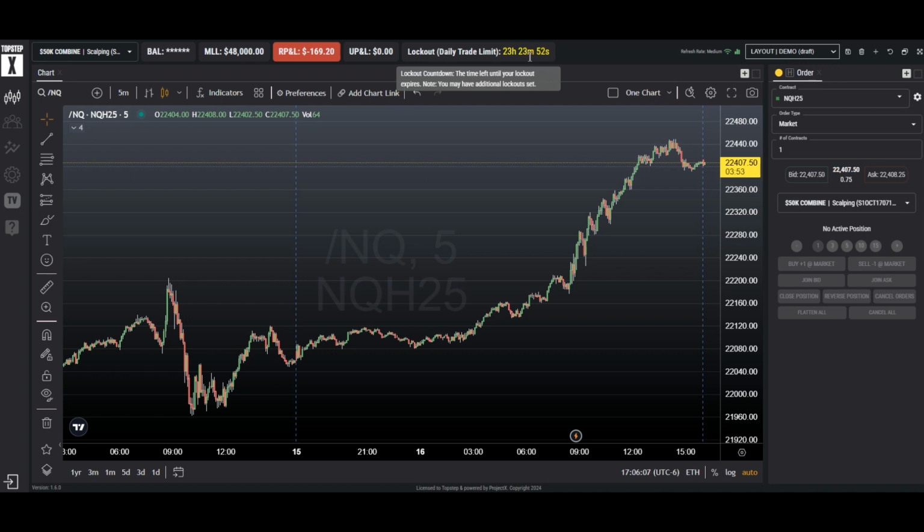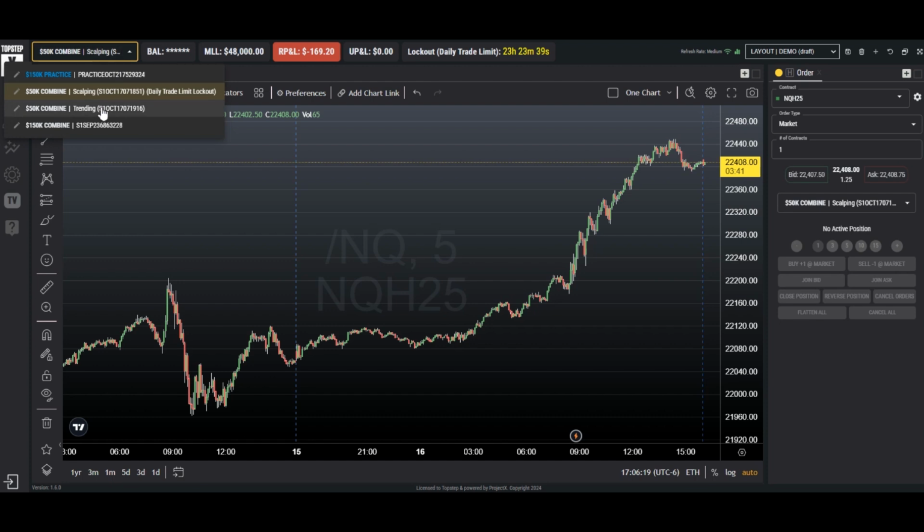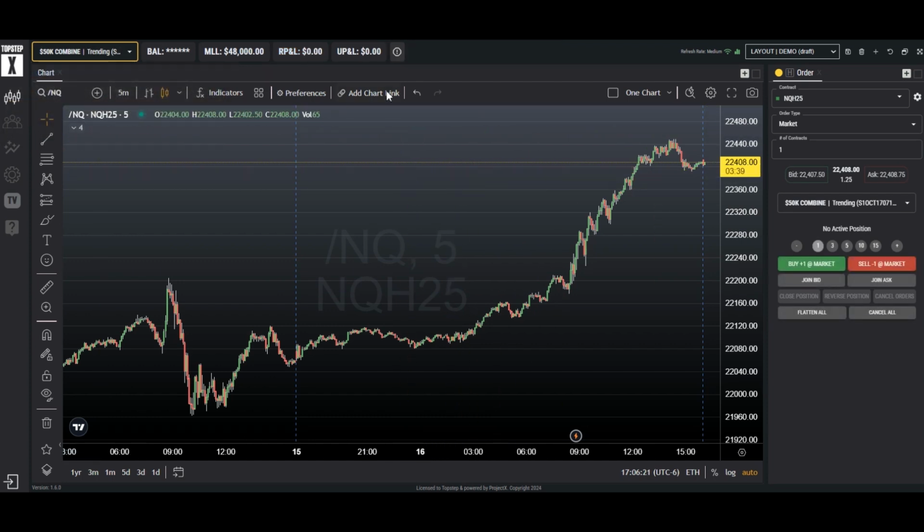For example, if it is a Monday, then Monday night at 5 p.m. Central Time, it will be reset and the lockout will go away. We are no longer allowed to place trades in this account. We can change the account and it does not affect the new account that we are trading.